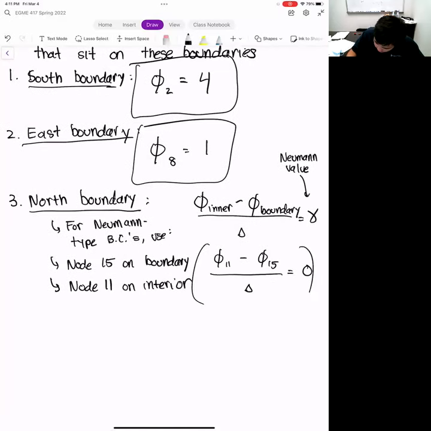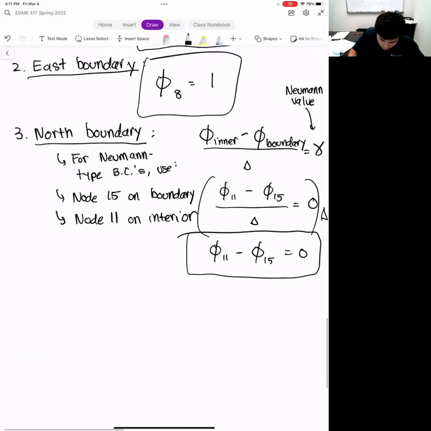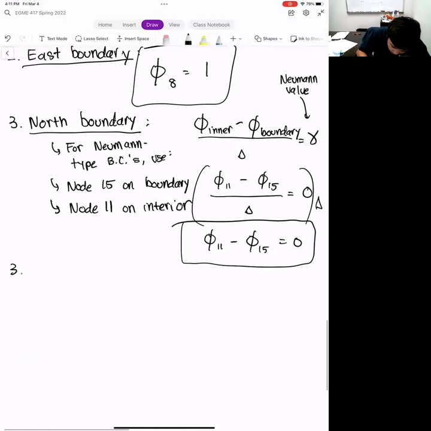We can simplify this a little bit. We can multiply both sides of this equation by delta. And so we do that. We have phi 11 minus phi 15 is equal to 0. All right, so that's the north boundary.